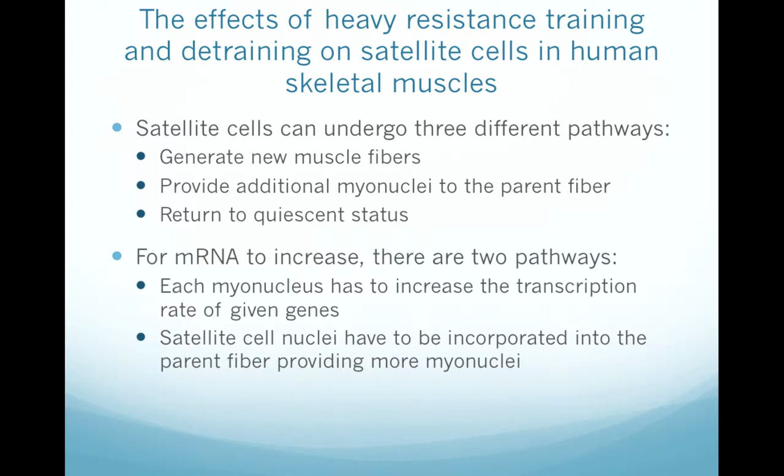For the mRNA to increase, which produces those specific proteins through translation, like Dr. Schoenfeld spoke about, there are two pathways. Each myonucleus has to increase the transcription rates of given genes, and satellite cell nuclei have to be incorporated into the parent fiber, providing more myonuclei.